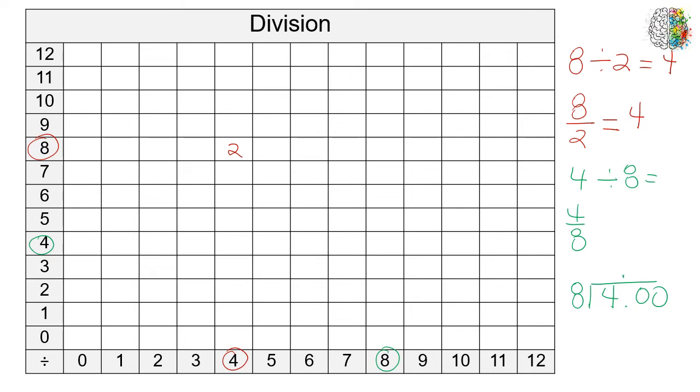8 can't go into 4, but 8 can go into 40 5 times. So that intersection is going to go right here at 0.5.